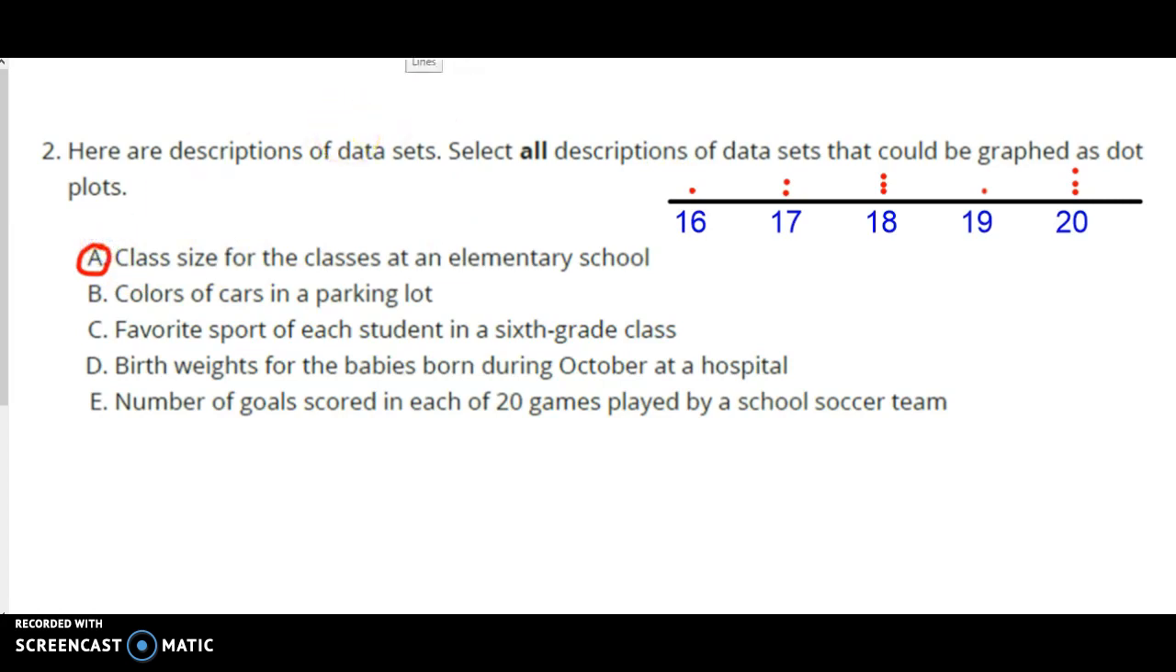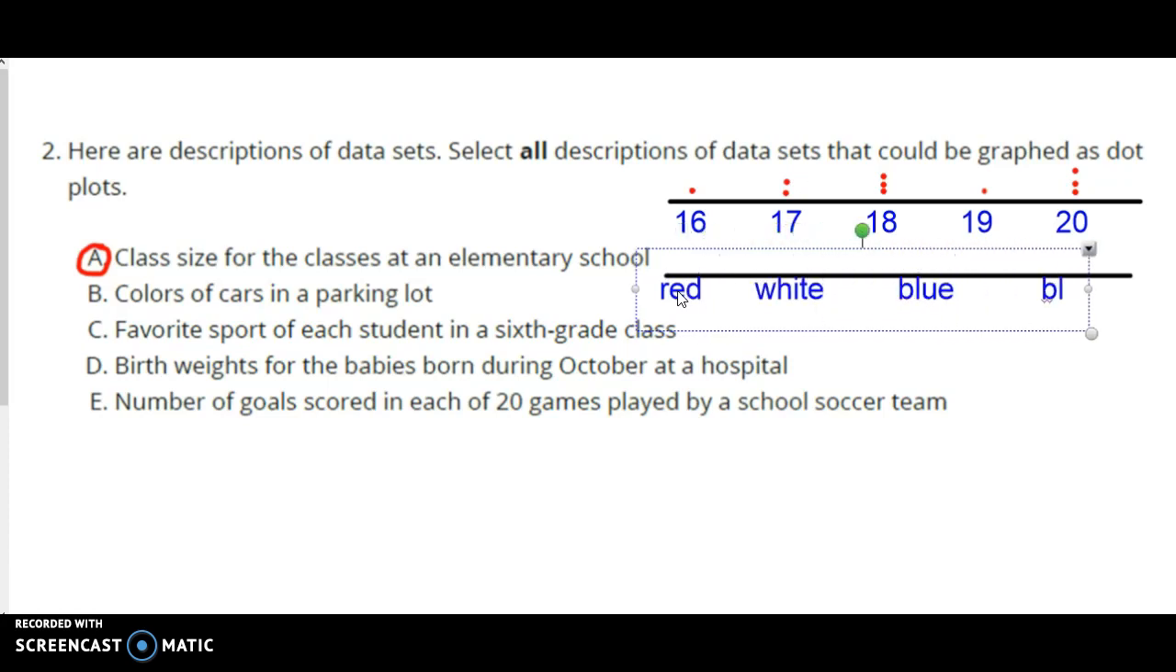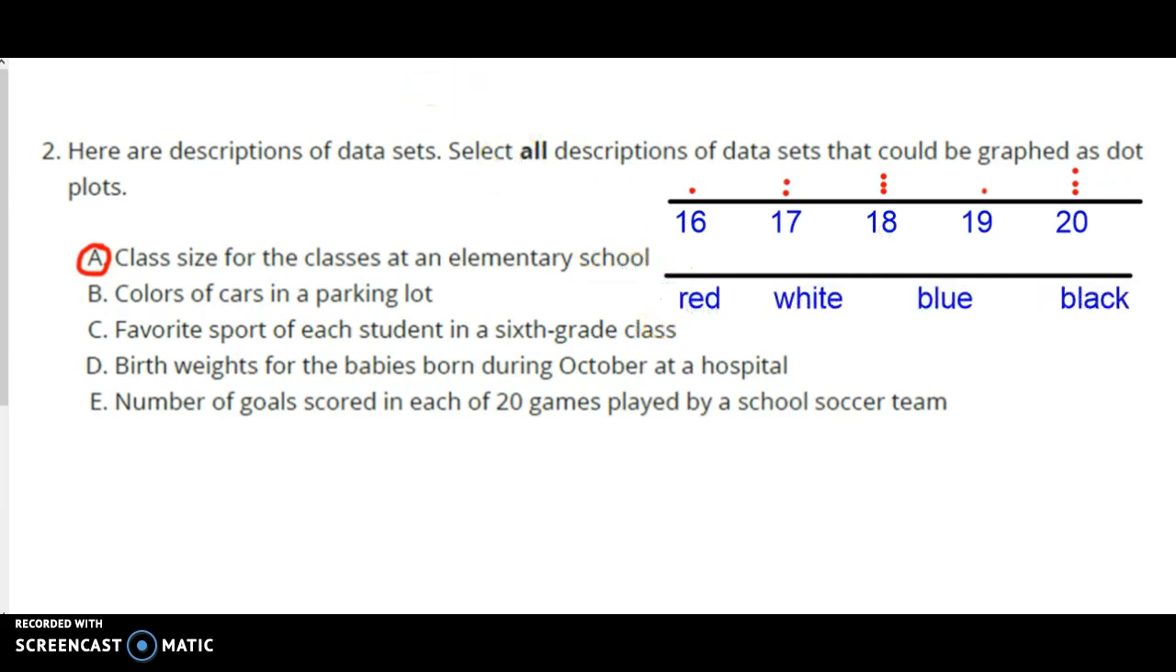B, colors of cars in a parking lot. If I were to do a dot plot of different colors, maybe I would write red, white, blue, black. And then all I would have to do is count the cars that were each of those colors. So maybe there's 1 red, 3 white, 2 blue, 3 black. So could I use a dot plot for B? Yes, I could. C, favorite sport of each student in a 6th grade class.